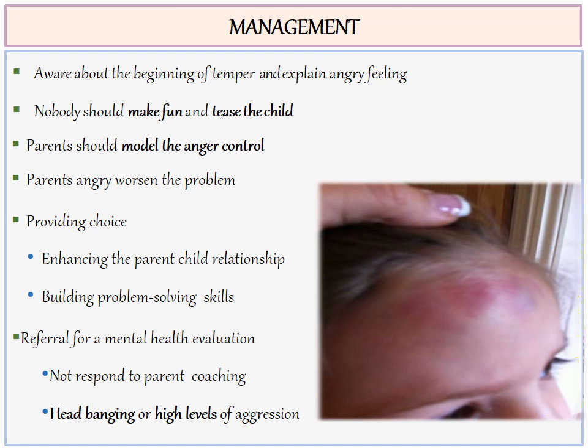Management: professional help from a child guidance clinic. Parents should be made aware of the beginning of a temper tantrum and of when the child loses control. Parents should not punish the child. Parents should model anger control, as angry parents worsen the problem. Providing choices enhances the parent-child relationship. Build problem-solving skills. Refer for a mental health evaluation if the child does not respond to parent coaching, or has head banging or high levels of aggression.